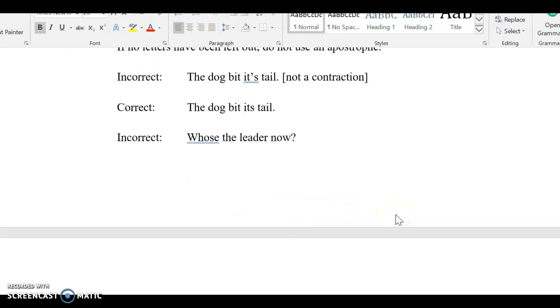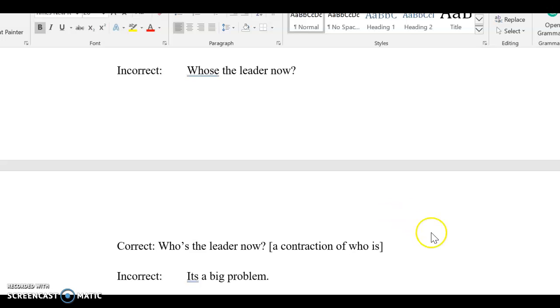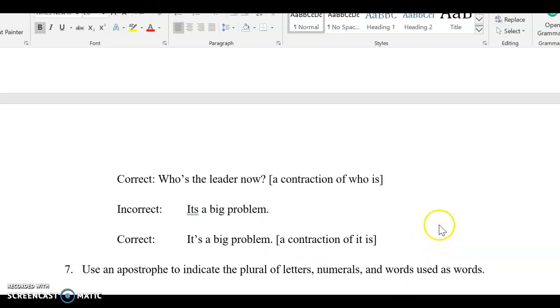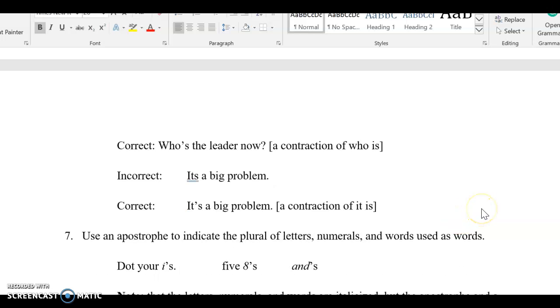Incorrect: whose the leader now? The correct would be who's the leader now, which is a contraction of who is. Another incorrect: its a big problem. The correct way would be it's a big problem. This would be a contraction and you would pronounce it, it is a big problem. So this is where we know we need the apostrophe in this one.